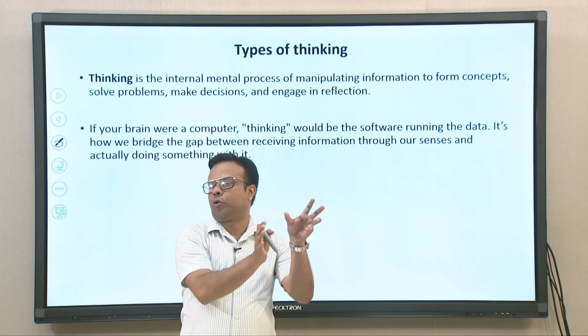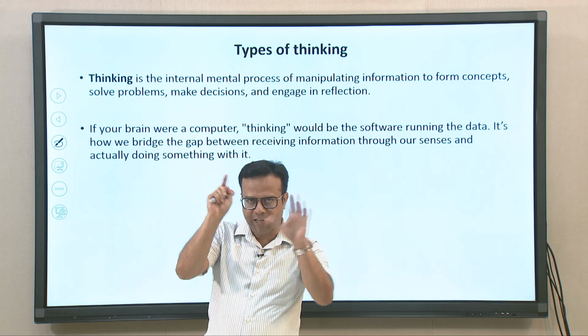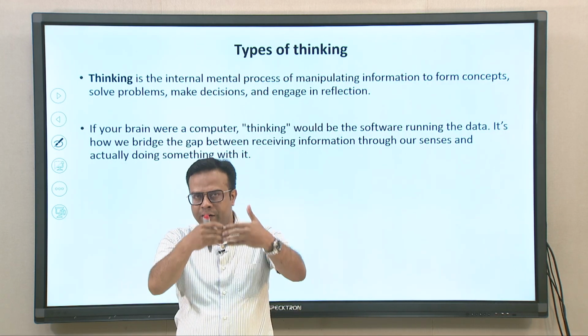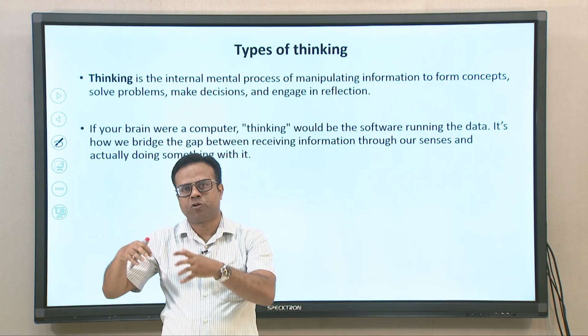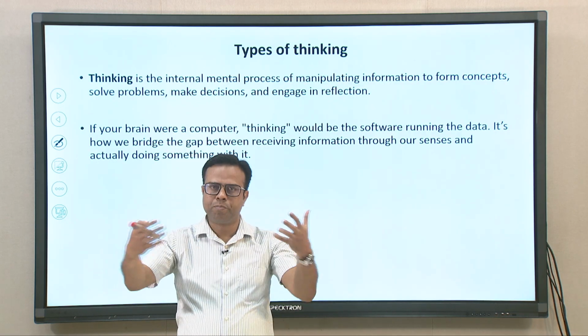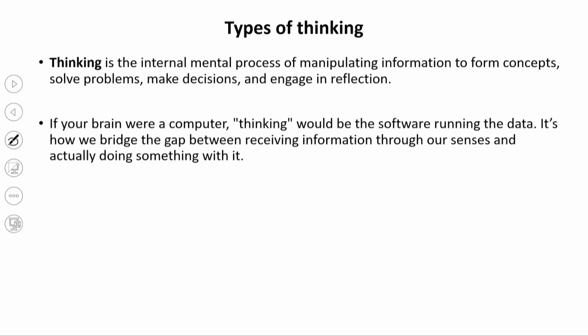So these are the two important contents of thinking: when we think in terms of images and when we think in terms of concepts. We have discussed some of the characteristics around that. Now let us look into the different types of thinking. When we think, we can think in a particular way. That is the meaning of type of thinking.